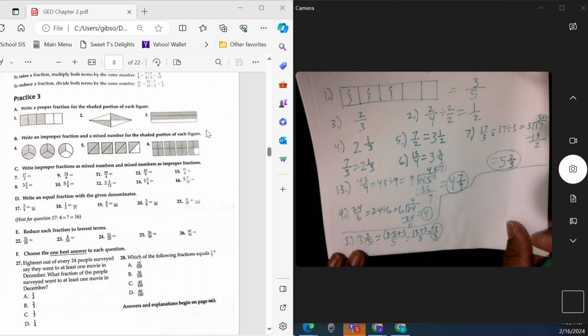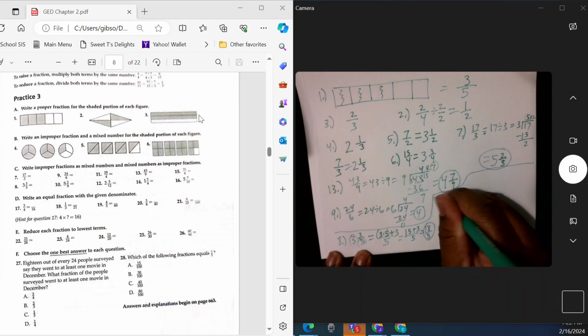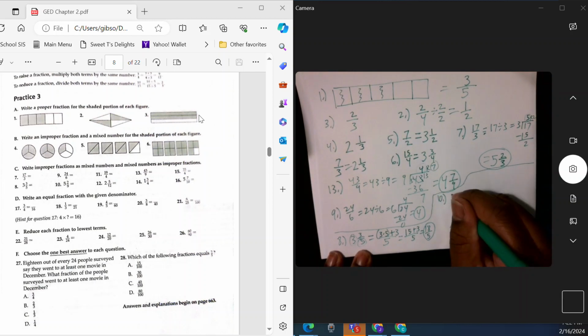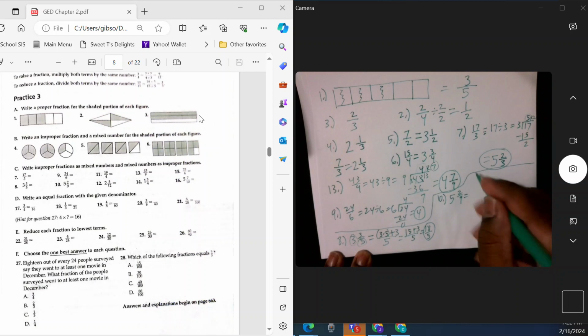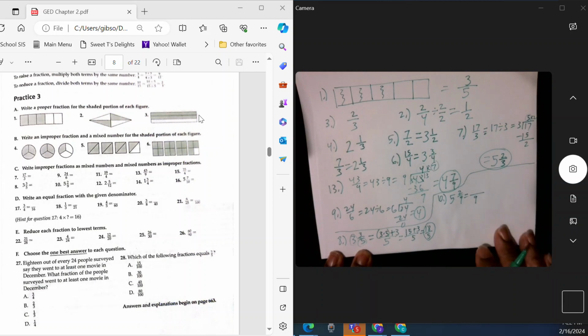Now we're going to go to number 10. I'm going to do a couple more of these so you can get into practice. 5 2/9. Again, we will keep the denominator the same at 9. We'll take the whole number times the denominator plus the numerator. So this will be 45 plus 2 over 9, which is 47 over 9. Okay, next.